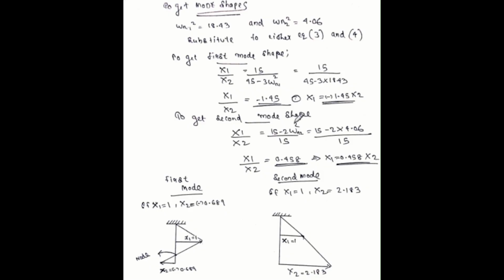How do we find the shape of the mode? Shape of the mode means you need to find the nature of the graph, or the way in which the shape looks. In order to do that, just follow one step. In the first equation we have x1 is equal to minus 1.45 x2, right? So what I have to do is just assume x1 as 1. If I substitute x1 as 1, x2 will be minus 0.689.